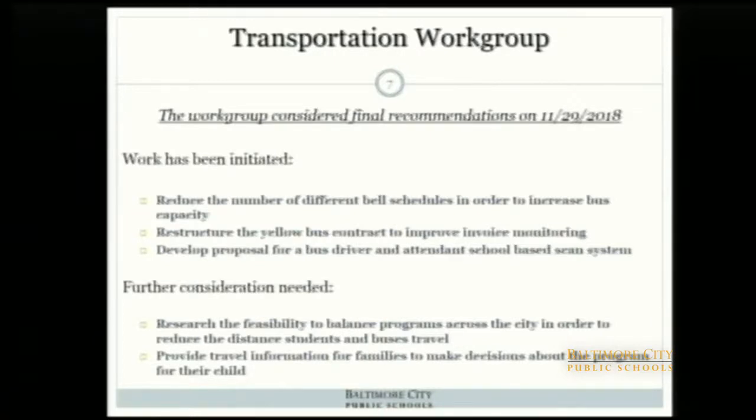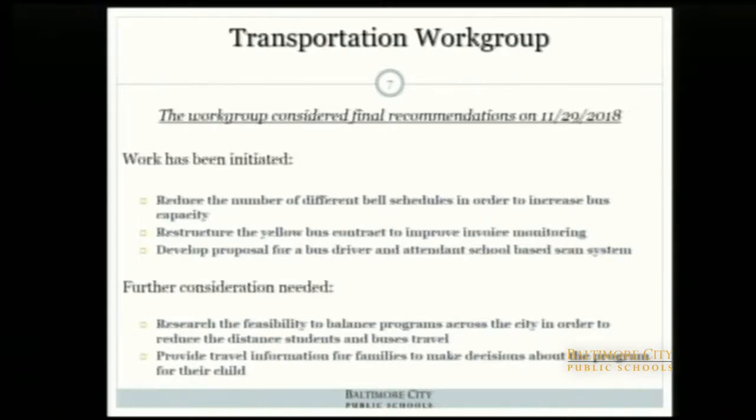Like I mentioned, we did restructure the yellow bus contract to improve our invoicing and our monitoring of invoices. The previous contract, which had been in existence for a number of years, included time, which was the travel time of the bus, which is a very tough measure to consistently rely on because of traffic, because of bus breakdowns, and waiting at schools to pick students up and to drop students off. There's just a lot of variables.